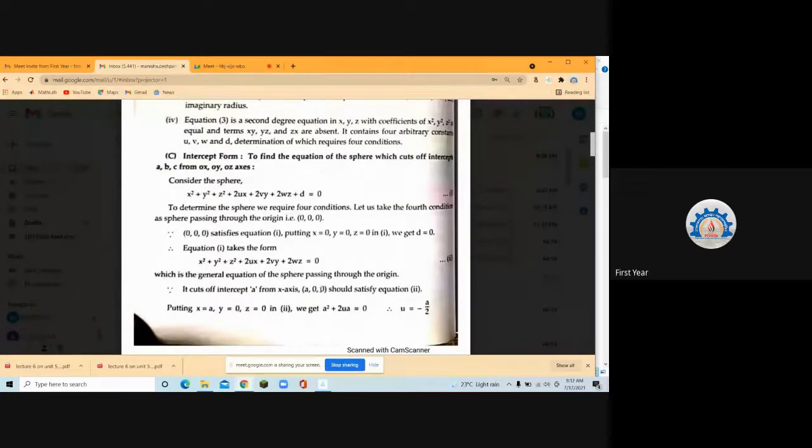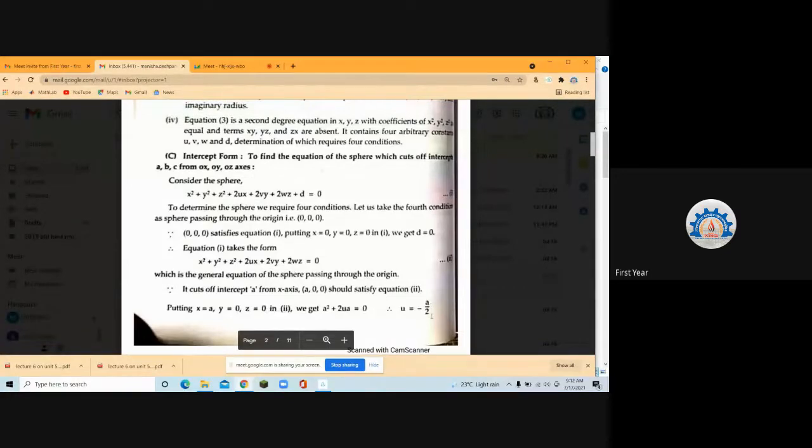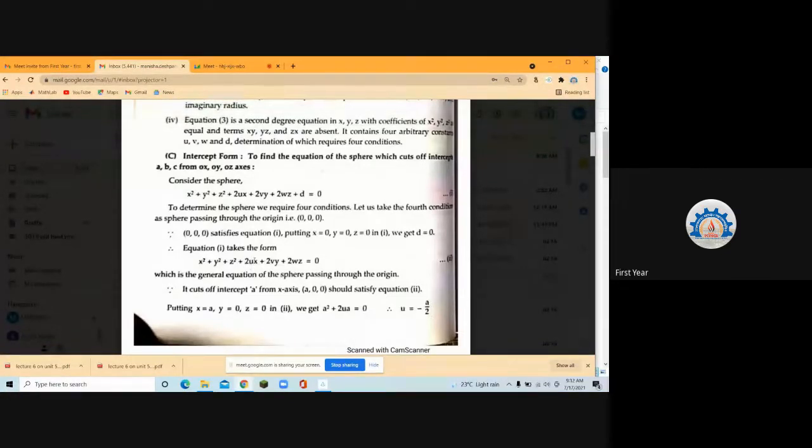Yes. So this point will lie on the sphere. So I'll substitute in the equation of sphere. So I'll get a square plus 2au is equal to 0, because the remaining y and z are 0. So u will be minus a by 2, which I'll put here. So if u is minus a by 2, what will the fourth term become?